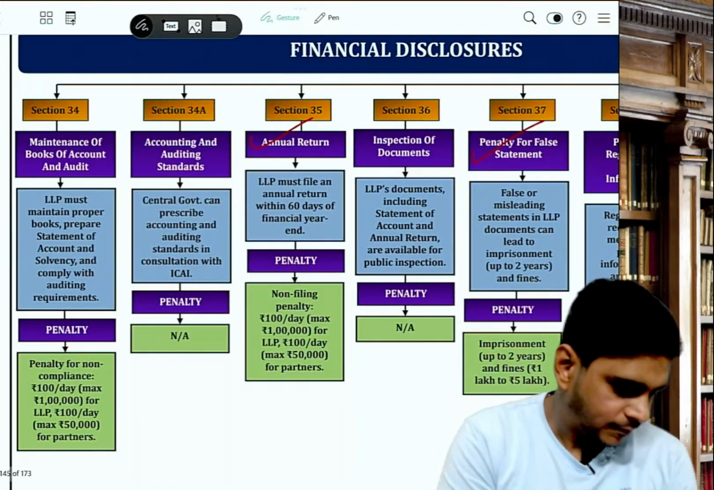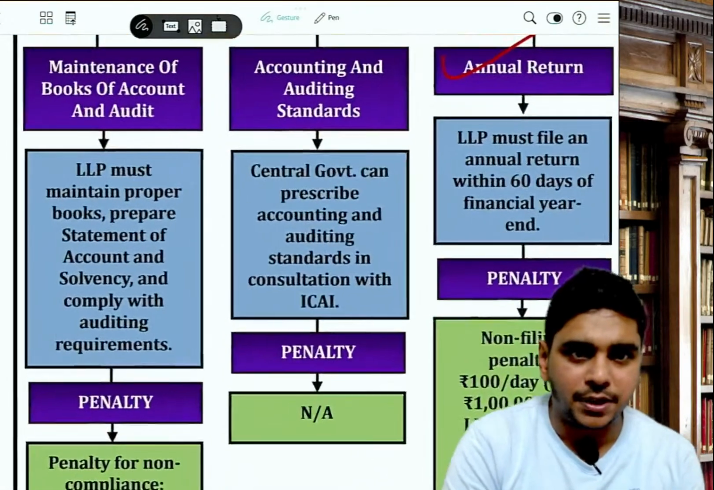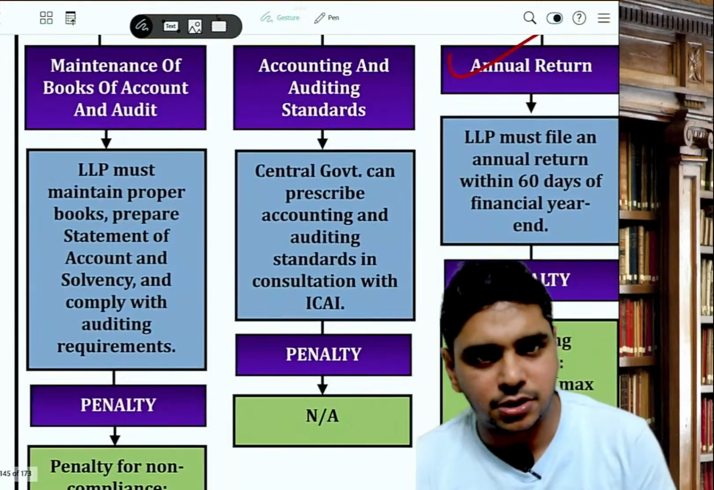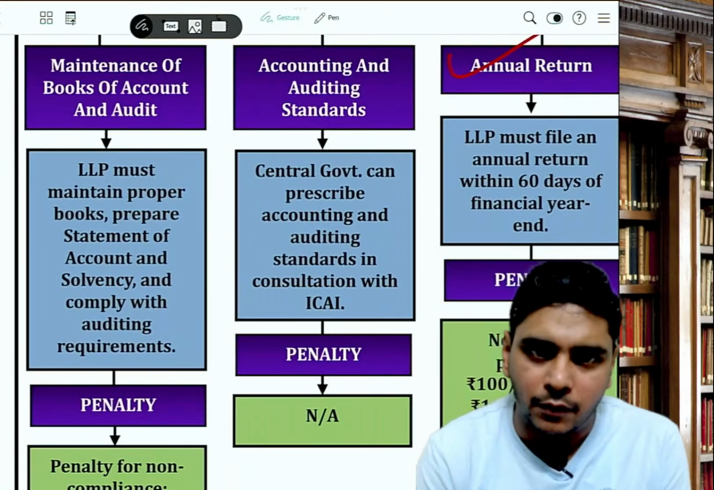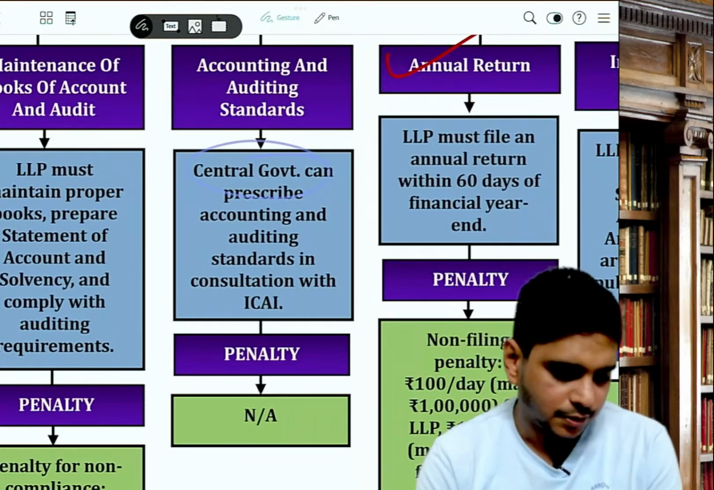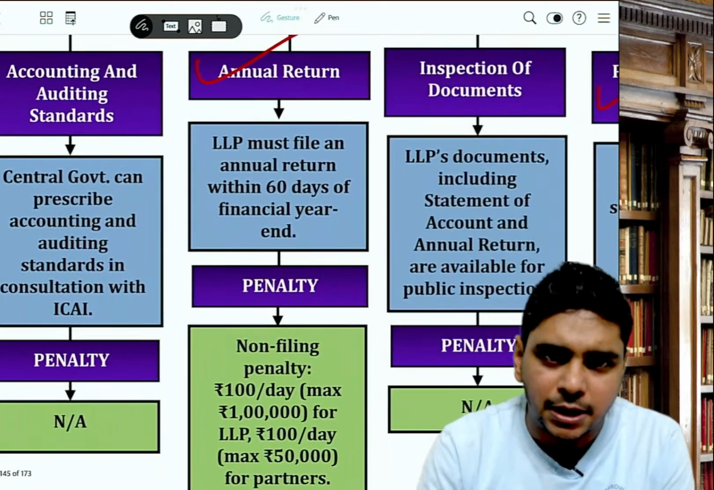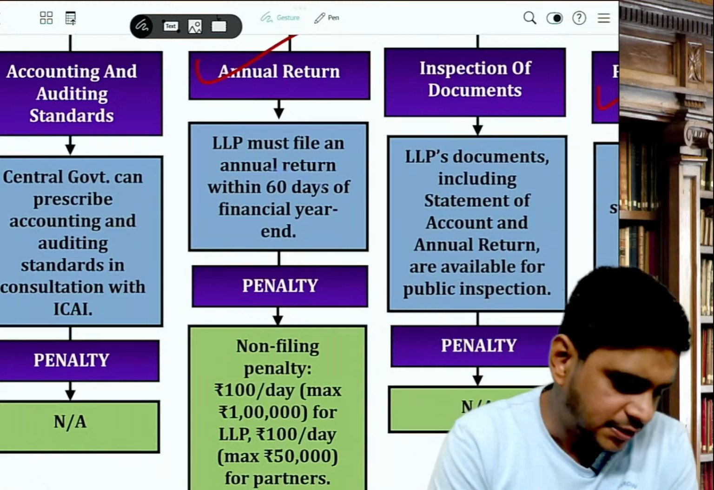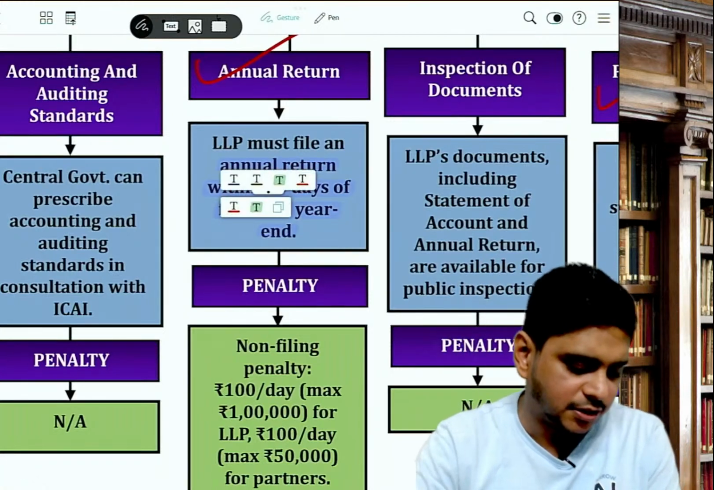Then, books of accounts. LLP must maintain proper books of accounts, prepare statement of accounts and solvency, and comply with the auditing requirements. Accounting and audit standards, who will prescribe? Sir, CG will prescribe. Annual return, very important. LLP must file annual return within 60 days of the end of the financial year.